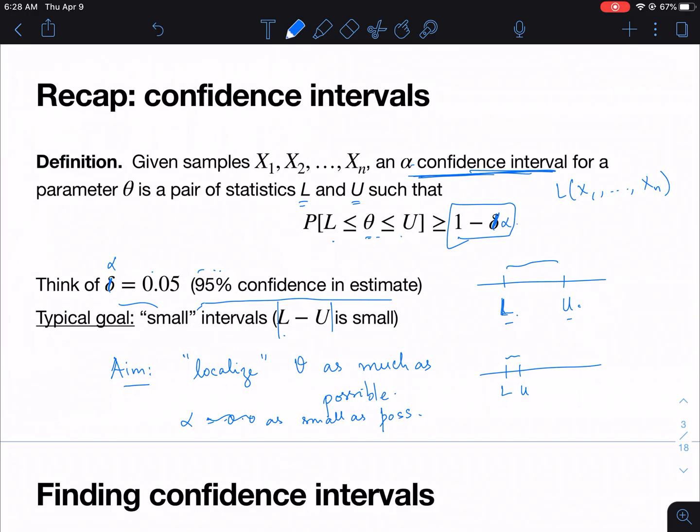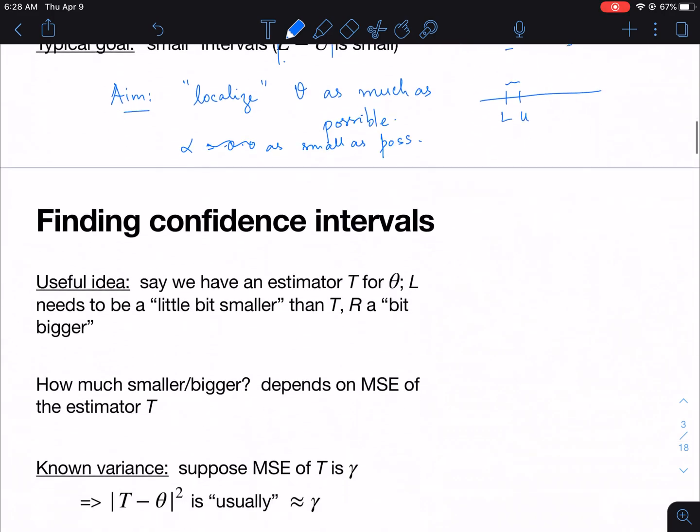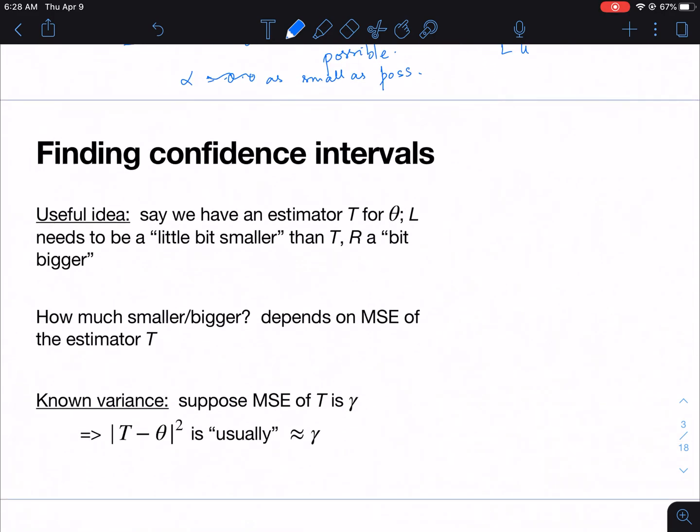So that's the definitions of confidence intervals, and it makes intuitive sense. You have a parameter, you want not just an estimator for this parameter, you would also like to have confidence intervals. You'd like to be able to say that it lies within a certain interval with a high probability, right? Because an estimator just gives you one value, you don't know how good it is a priori. Okay, so how do you find confidence intervals?